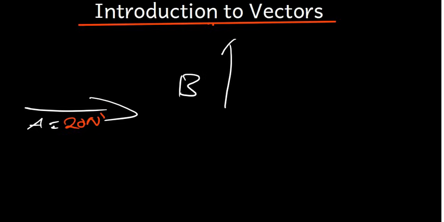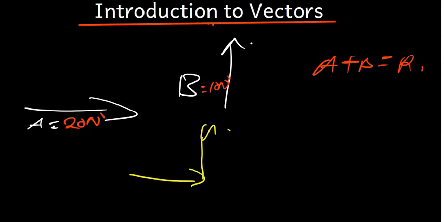Now let's talk about perpendicular vectors. These two vectors are perpendicular to each other. We have vector A, which is 20 newtons. Let's have vector B, which is moving in this direction, and give it 10 newtons. To find A plus B, which is equal to the resultant, we need to add these two forces. Vector A is here, B is there. To add these two, we get the line from the origin all the way to the last vector. This is our A plus B, which is the resultant.